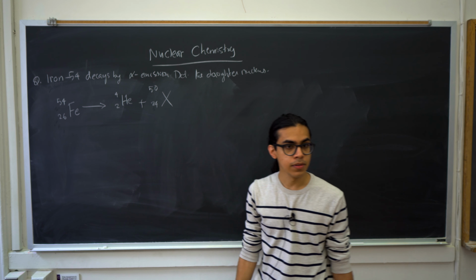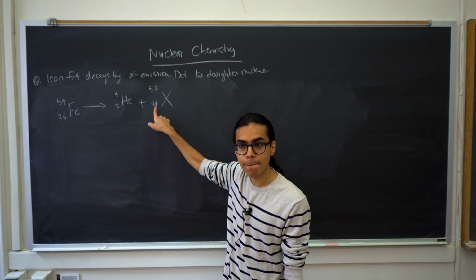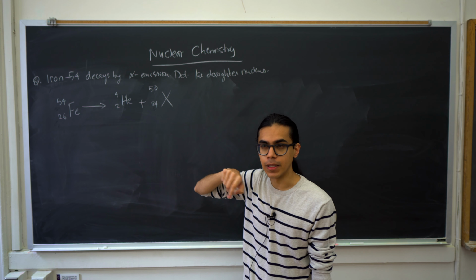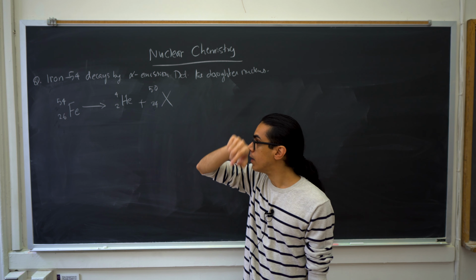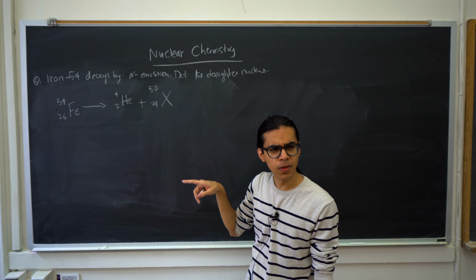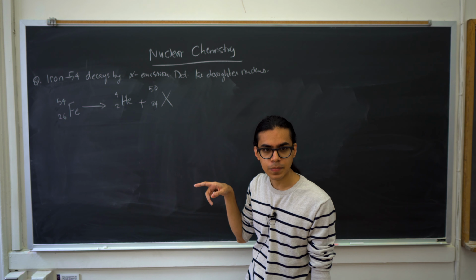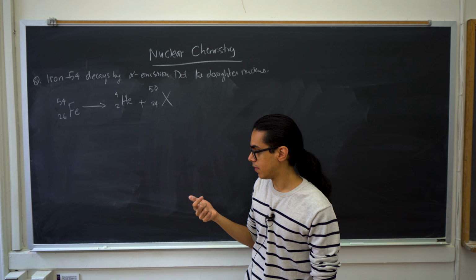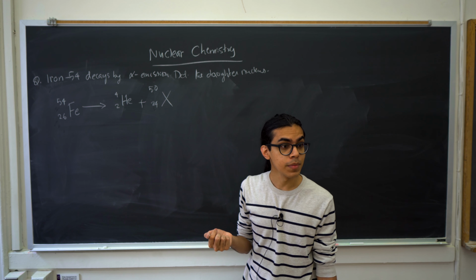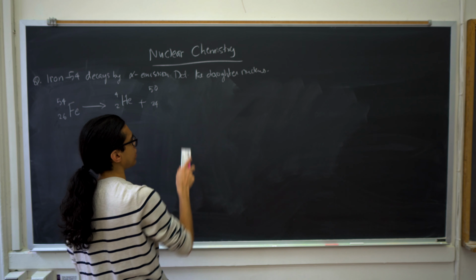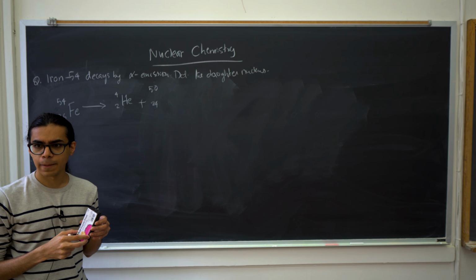Look up a periodic table, see what element corresponds to atomic number 24. Let's see. 24 should be chromium, nickel? Nickel, I don't know. Does anyone have a periodic table? Yeah. Nickel? Oh no, it's chromium. Chromium, Cr? Is nickel 26? Yeah, it's chromium. Nickel is 28.